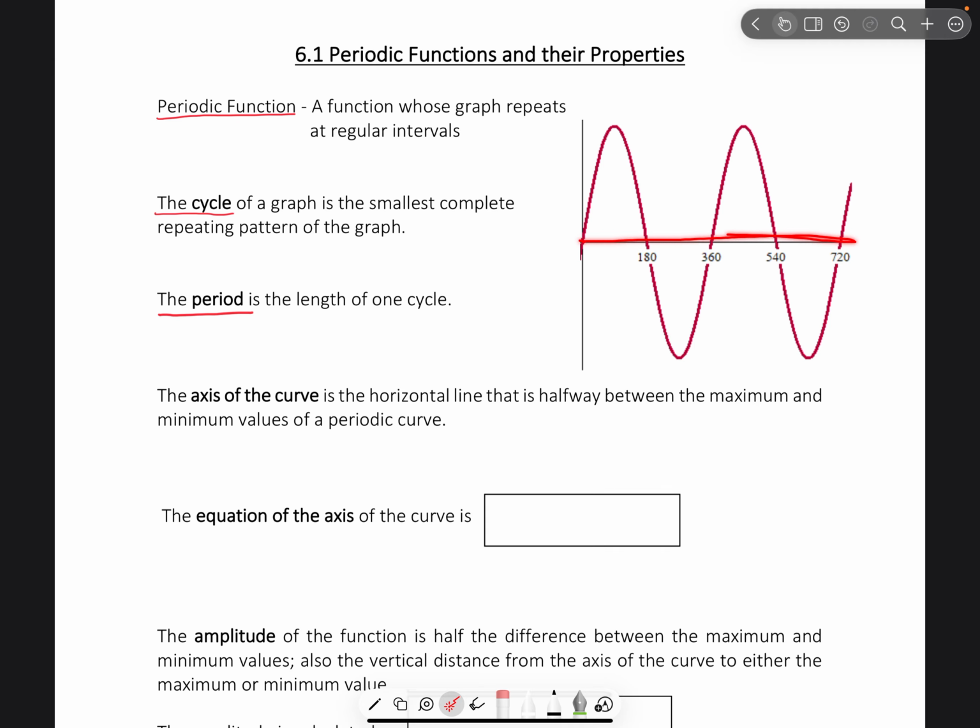This line here, which is the x-axis, is going to be the axis of the curve because it's exactly in the middle, or exactly the average of this entire graph, meaning that from the maximum value, it is the exact absolute value away. It's the same amount of value away from the maximum point on the graph as from the minimum point on the graph.